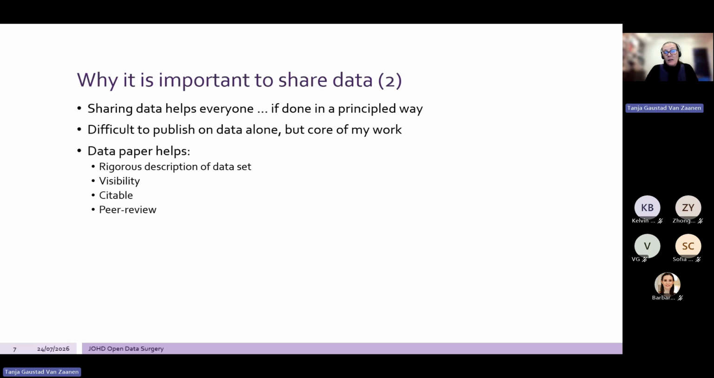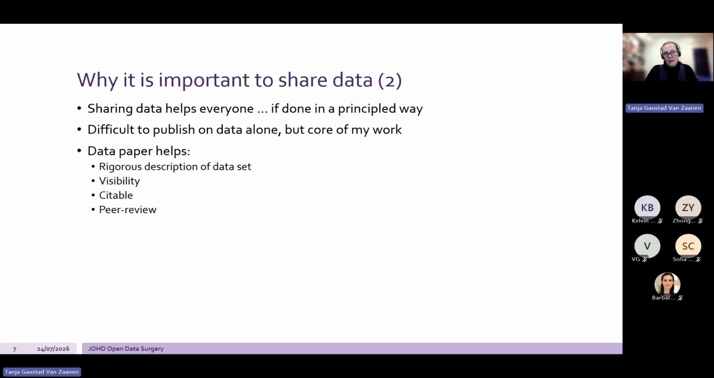And I think one of the things that is really nice about JOHD is usually it's quite difficult to publish on data alone, right? Most papers or manuscripts you see are going to be like this. There's going to be a part on data, and then the rest is going to be on some research question that was answered using that data. But in my case, working with data, collecting it is actually the core of my work. And it's really nice to be able to publish about what I spend a lot of my time on.